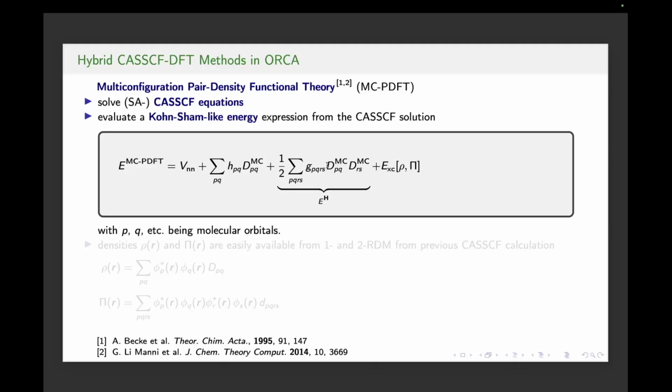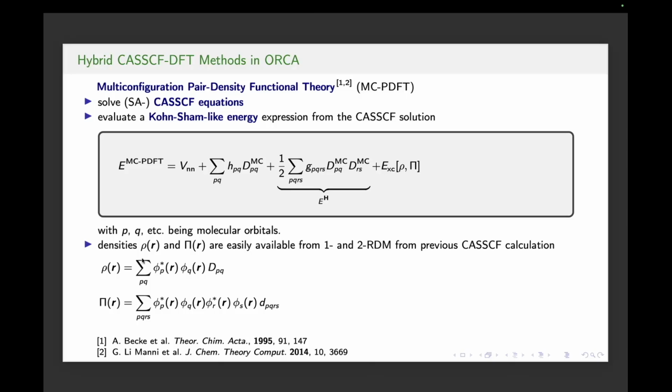The Hartree term contains the contraction of the two-electron integrals with two of the one-body densities, and there is an exchange correlation term. The exchange correlation term contains the total density rho and the so-called on-top pair density, which is nothing less than a two-body density for the case that the two electrons share the same point in space. It can be easily calculated from the one- and two-body density matrices from the previous CAS-SCF calculation.